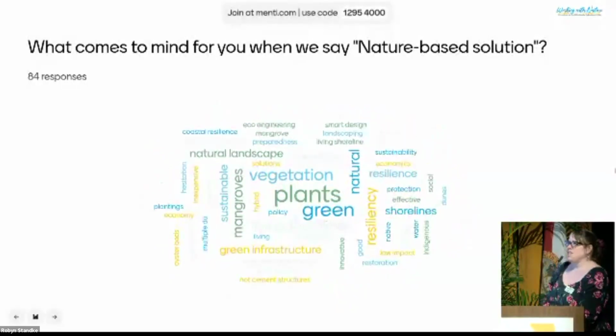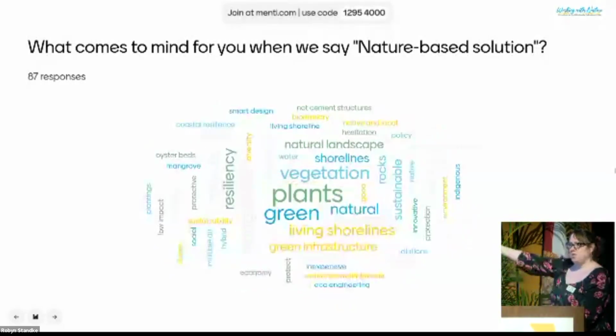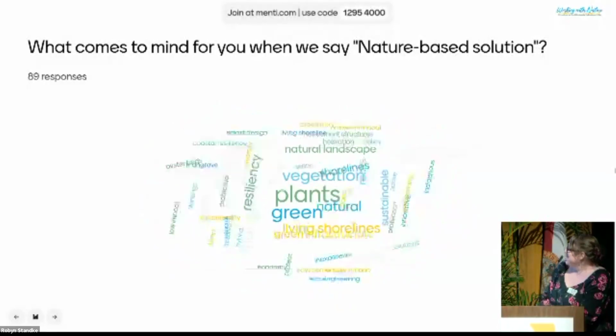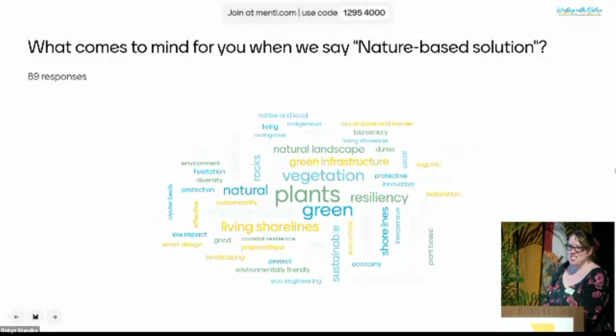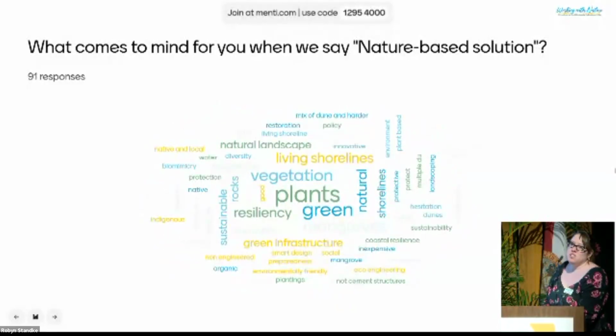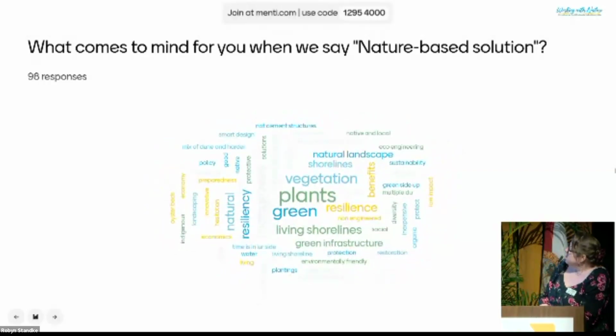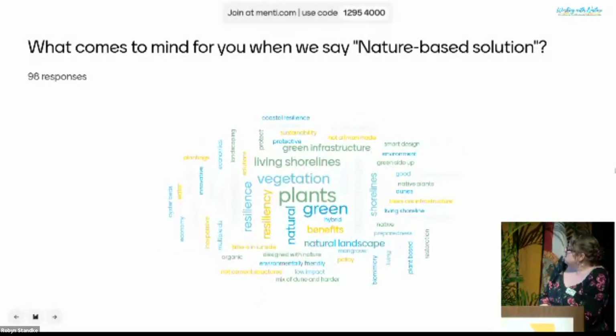And I'm sure, is Chad still here? I said we see that plants are taking a nice role there. Plants and vegetation. Yeah, generally the size usually correlates with people putting in similar words. Mix of dune and harder. Okay. Policy. Okay, so we've got an interesting sort of very broad concept about what this can mean.